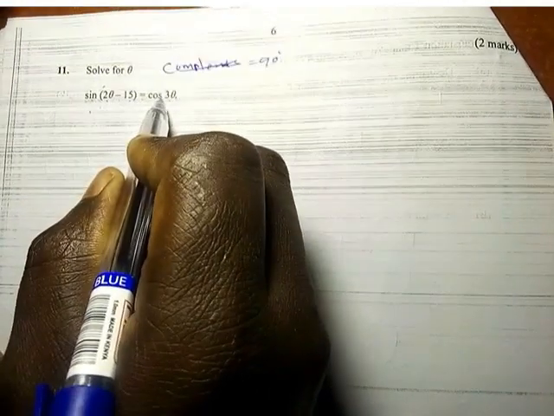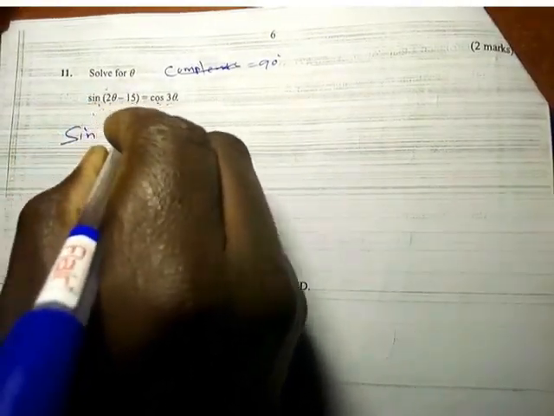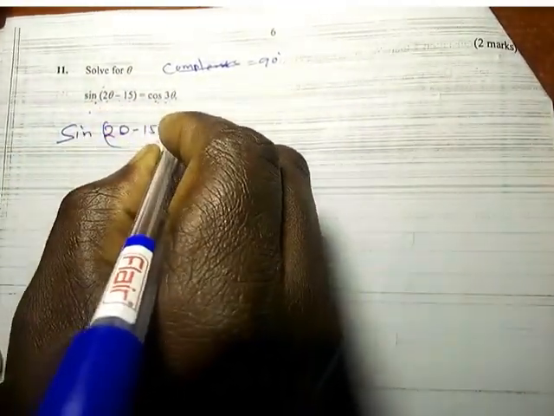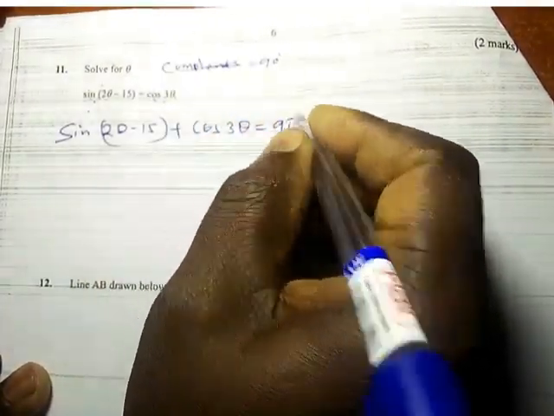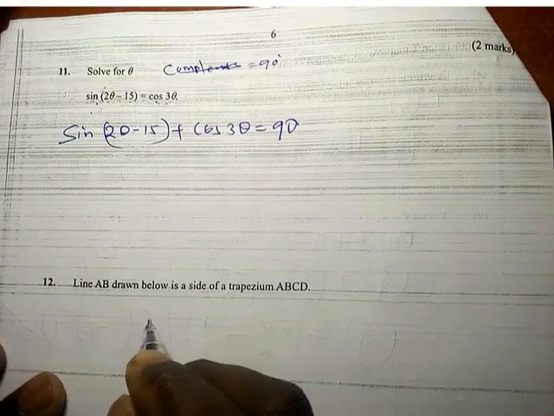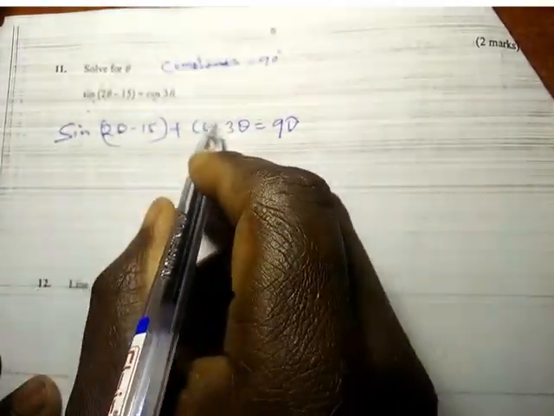So if you try, for example, sin 40 plus cos 60, those two are complementary. So you need to know that whenever you see a cos and a sine, you add them. So sin 2 theta minus 15 plus cos 3 theta, the answer should be 90. That is what I want you to know. So once you have put 90, you remove the signs, the cosine and the sine.